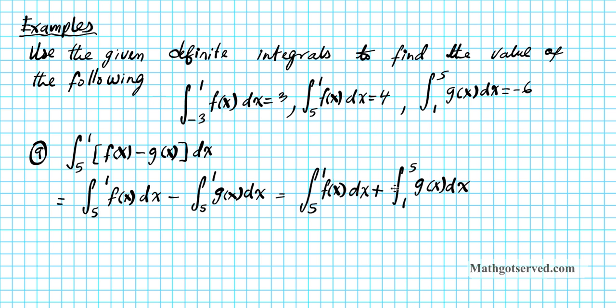Okay, now we're good to substitute the values of each integral. So the first one, integral from 5 to 1 of f of x dx is 4, plus the second one is negative 6. 4 plus negative 6 is negative 2. All right, so there goes your first answer.